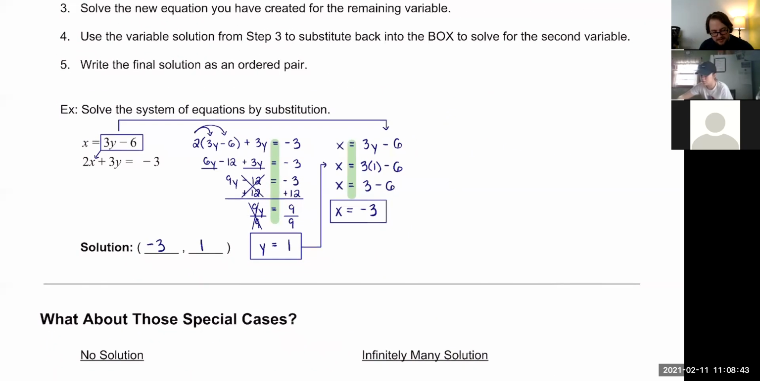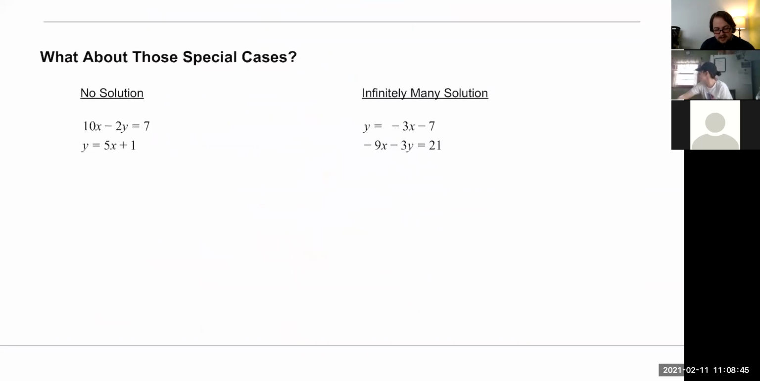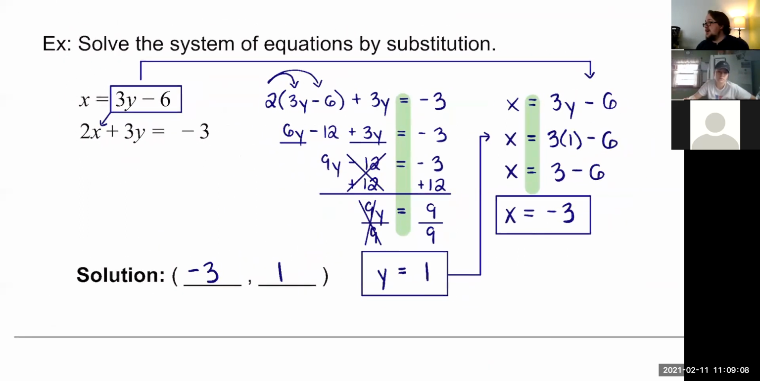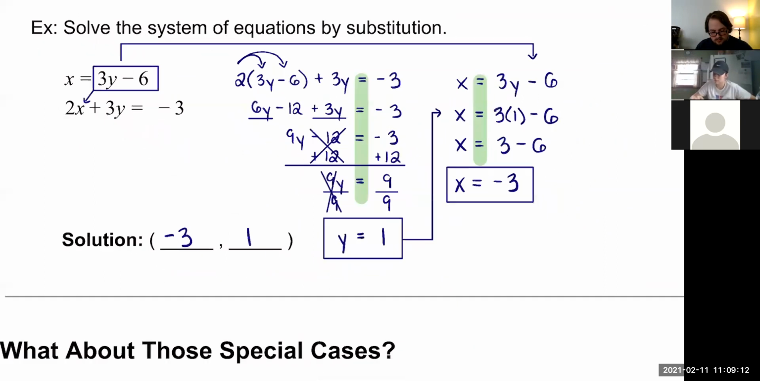Now, what about those special cases? Visibly, on a coordinate plane, we could see those lines never intersect, or those lines are right on top of each other. What are we going to do with substitution? If I'm not giving you a graph and I'm not asking you to graph them, how do I know it's no solution versus infinitely many solutions? Because so far, this process worked out very nicely in this problem. It gave us that x and y that we're looking for.